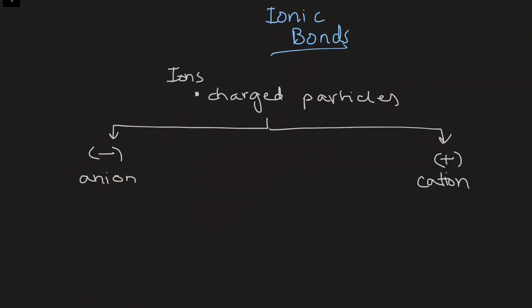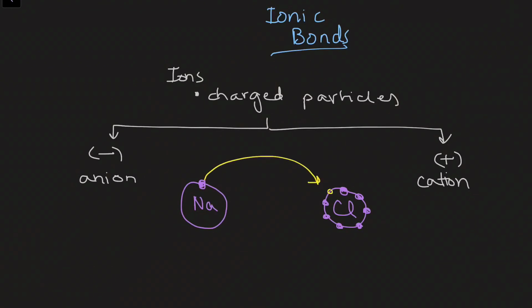Now these positive and negative charges are attracted to each other, and that results in the formation of an ionic bond. But let's look at an example. Sodium has one valence electron in its valence shell. And chlorine has 7 electrons in its valence shell. Chlorine is so much more electronegative than sodium. So instead of sharing their electrons, it completely steals the electron from sodium.